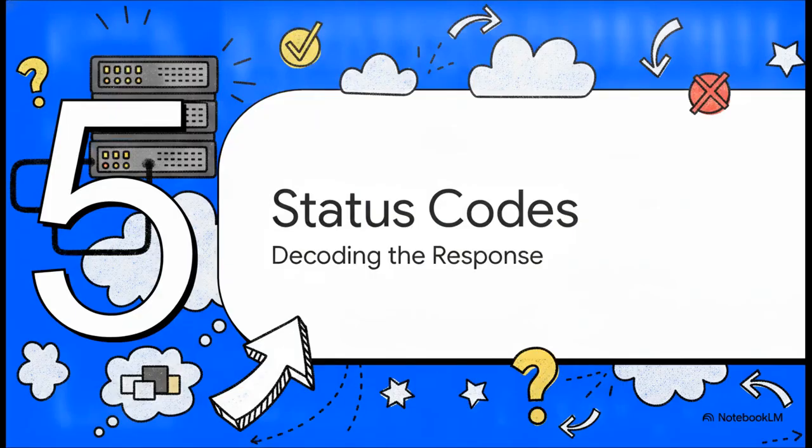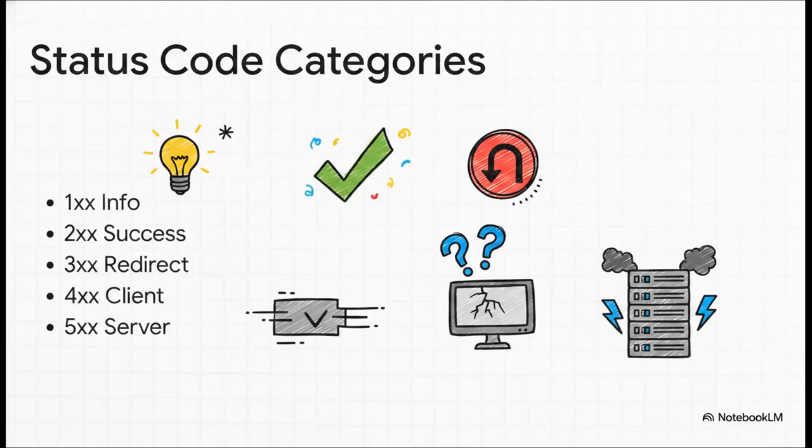Next up, part 5, status codes, decoding the response. The absolutely crucial point here is memorizing this basic numerical map. If you do, you can instantly diagnose network traffic without ever needing to look at a response body. It is a universal language. The 100s are informational, 200s mean success, we love those, 300s are redirects, 400s indicate a client-side error, and 500s, that means there's a server-side error.